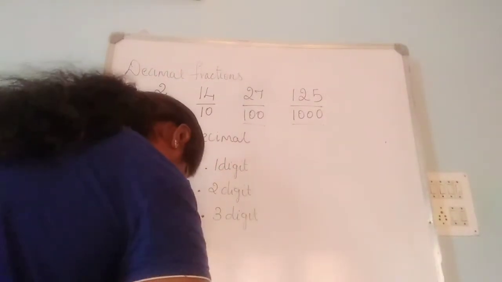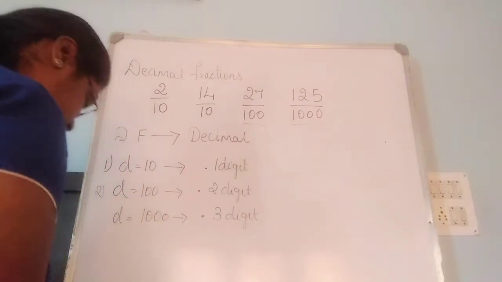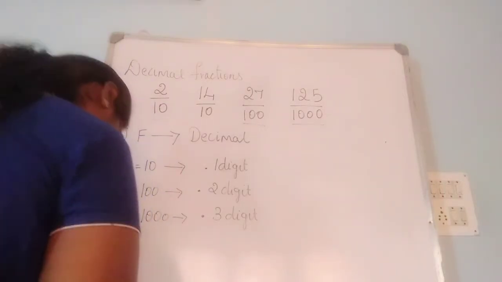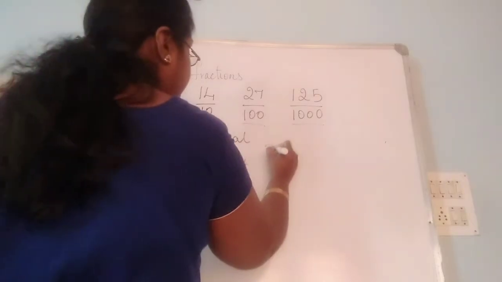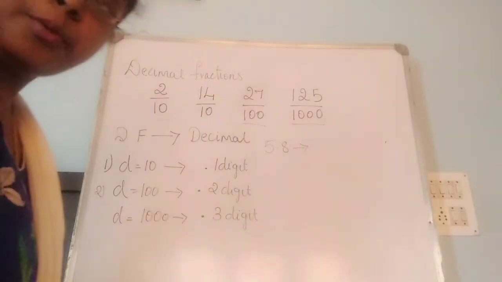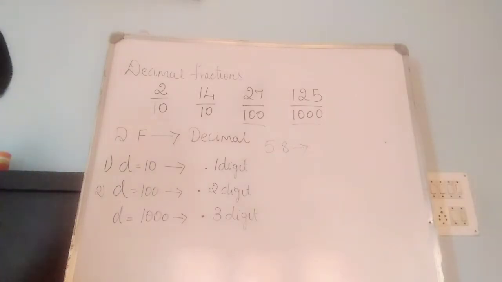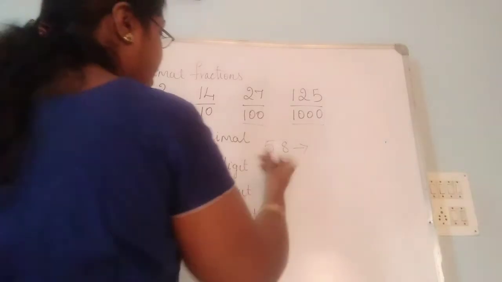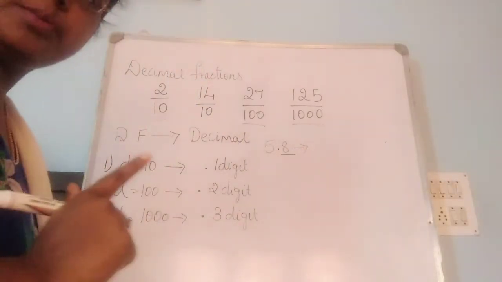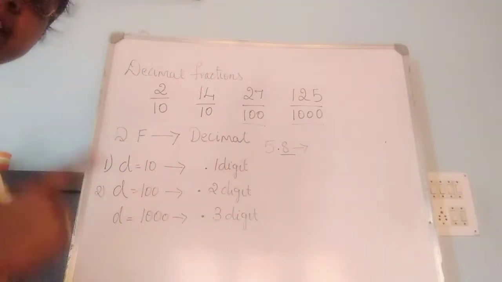Yes, we will move on to page number 104, exercise 3, the fourth one. Your next number is 5.8. In 5.8, after the point, look at how many digits there are. After the point you have one digit. That means you have to divide it by 10.